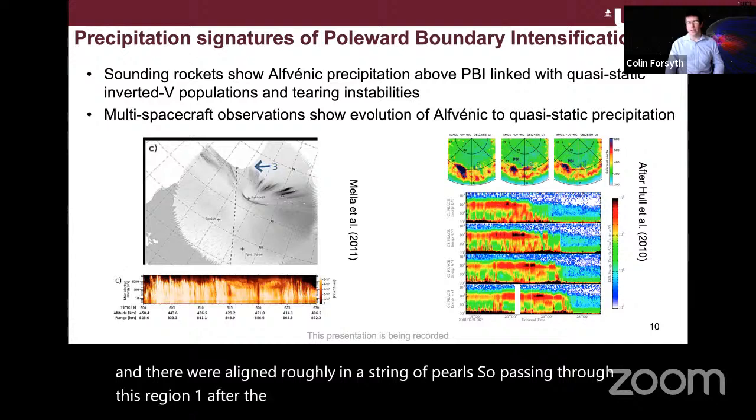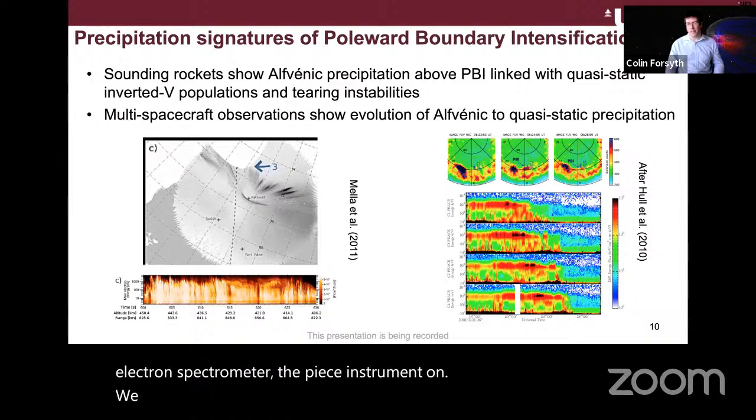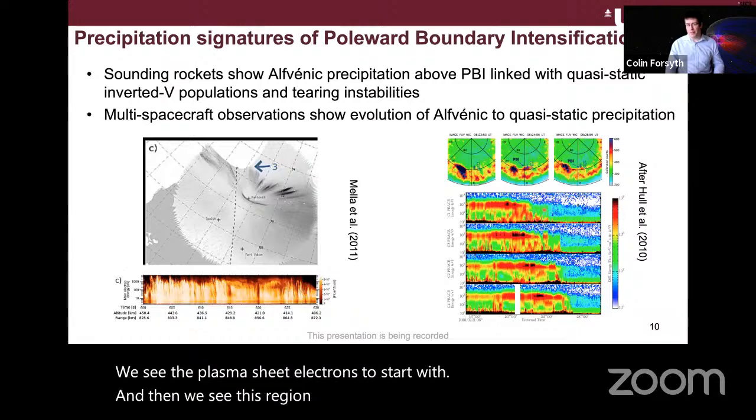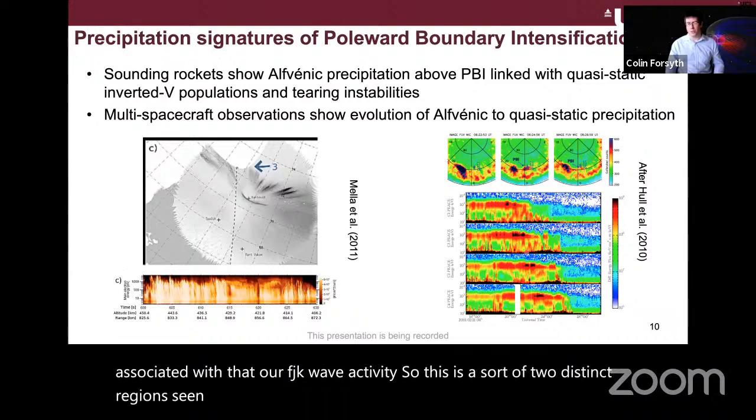And looking at the data from the electron spectrometer, the PEACE instrument on Cluster, we see the plasma sheet electrons to start with, and then we see this region of more broadband electrons thought to be associated with Alfvénic wave activity. So this is a sort of two distinct regions seen by the spacecraft on its first pass.